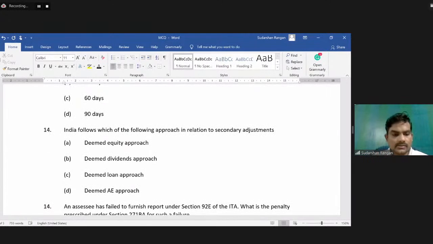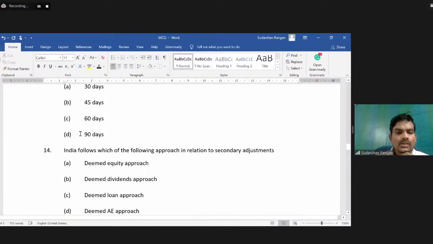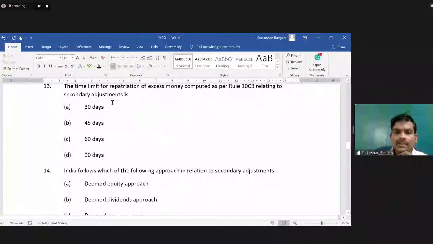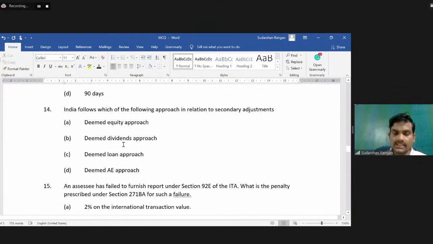The next is, there is some mishap with the numbering. Anyway, next is question number 14. India follows which of the following approaches in relation to secondary adjustment? We discussed this. If you don't bring back the money, that money will be treated as dash. That's precisely it, and then accordingly we found out an interest has to be charged. So does India follow a deemed equity approach, deemed dividend approach, deemed loan approach, or deemed associated enterprise approach?